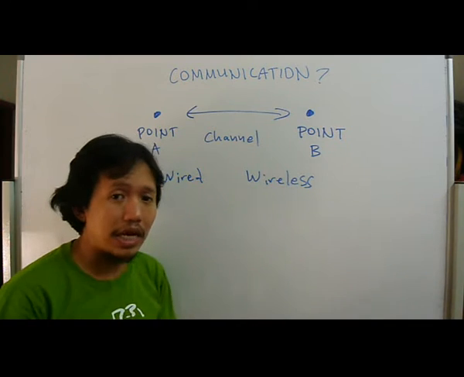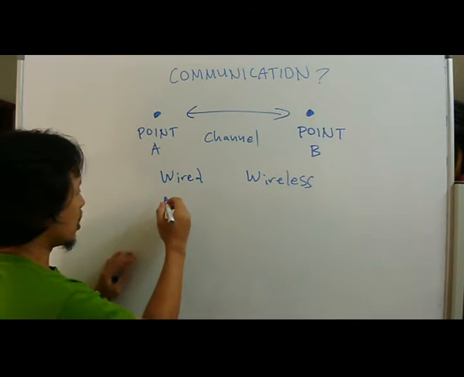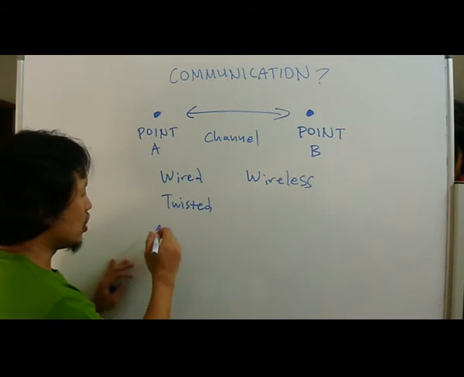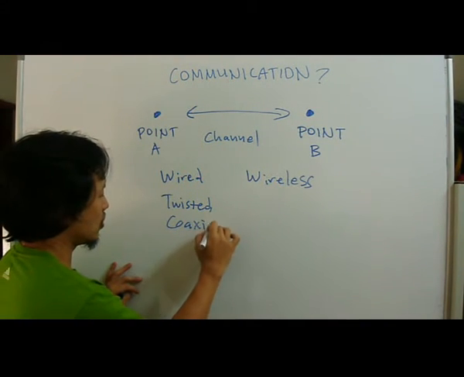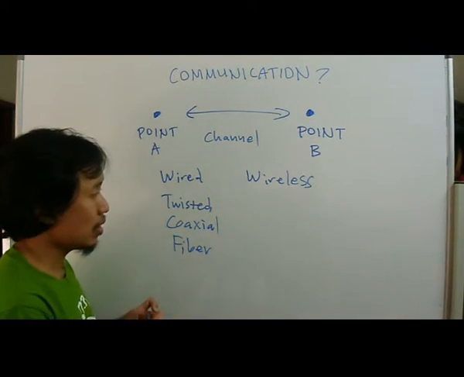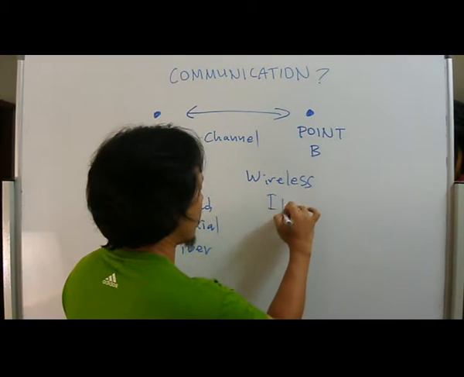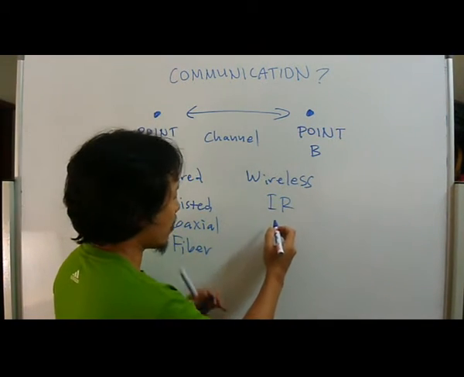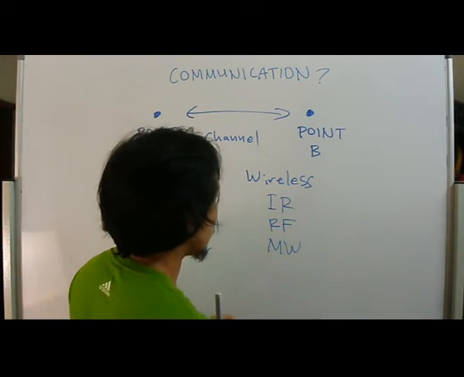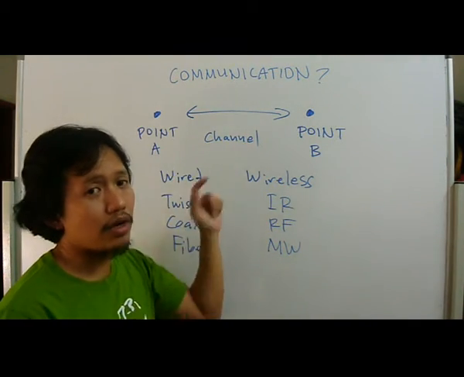Now, if you refer to your slides, there will be several wired versions of a channel. For example, you will see the twisted pair, right? You also see the coaxial, and then you'll see what we call the fiber optics cable. For the wireless, on the other hand, you'll also learn three things. The first one being infrared, then we have radio frequency, followed by microwave. Right?